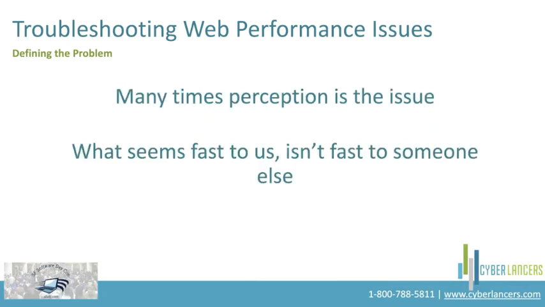Another is perception. Many times I find that perception is the issue. What seems fast to us isn't fast to someone else. In development, we might see items that are coming across in 2-3 seconds and feel, hey, that's pretty darn fast to me. We might feel that's just fine. But unfortunately, once it gets into production, our users have different ideas. What we might think is fast at 2 to 3 seconds, they're expecting at less than 1 second.